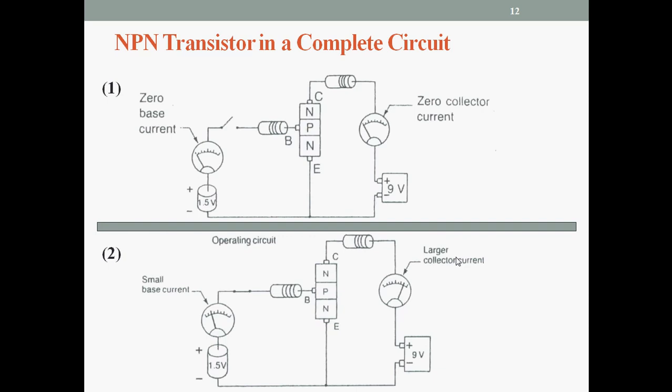For an NPN transistor in a complete circuit, we can see how it will work. From the first diagram, we can see here a battery of 1.5 volt is connected between the base and emitter region through a switch. Here initially the switch is in the open state, whereas a 9 volt battery is connected between the collector and emitter. As this switch is open, there is no current flowing into the base terminal. So there is zero base current.